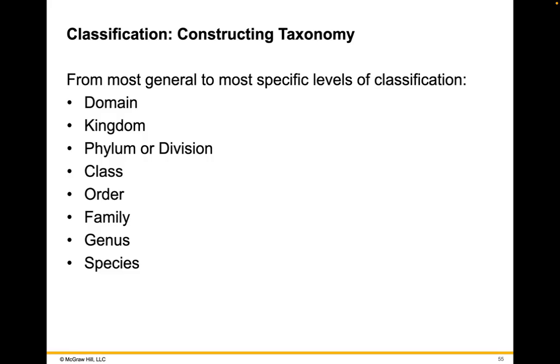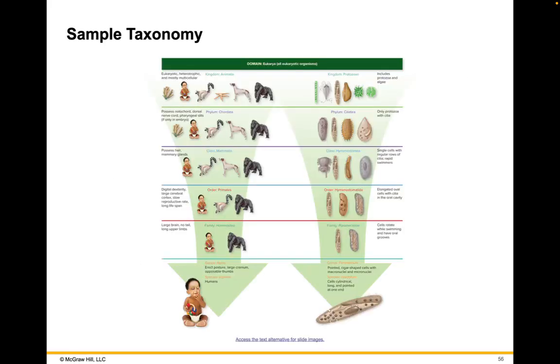So domain is the largest, the most inclusive category. And inside a domain are different kingdoms. And inside one of those kingdoms are different phylums or divisions. And inside one phylum is a bunch of classes. And inside one class is a bunch of orders. And inside an order is a bunch of families. And in a family, there's genuses. And in a genus, there are different species.